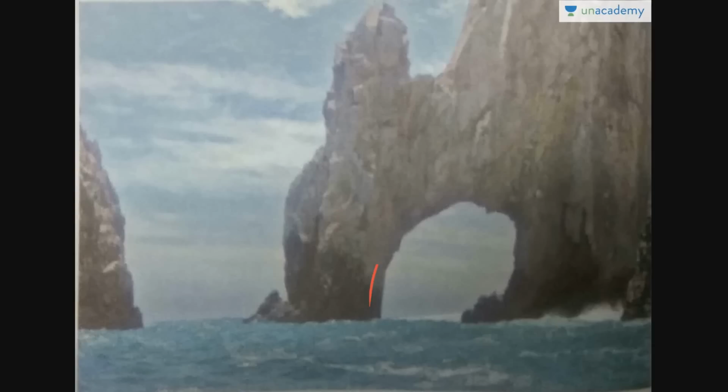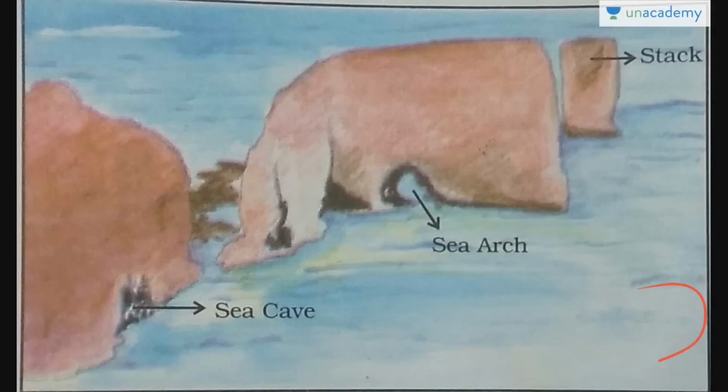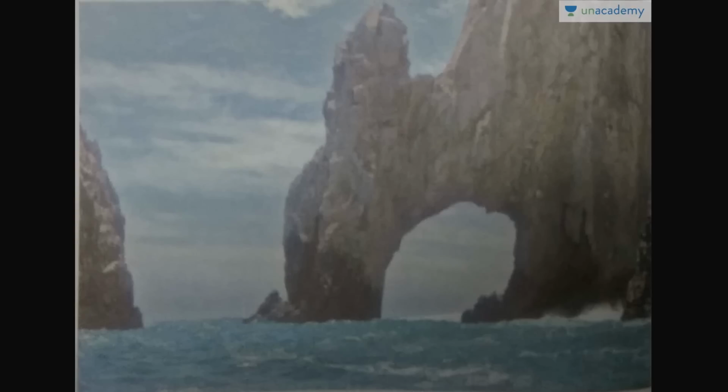You see, it's a better picture here, right? So it's completely hollow. Then after sea arches are formed, there is further erosion, and now the roof is also broken. Earlier only the roof remained, now the roof is also broken, and only walls are left, right? So these wall-like structures or features are known as the stacks. So you can see after continuous erosion, only the stacks or the wall-like structures are left. This roof is broken. This is the sea arch.